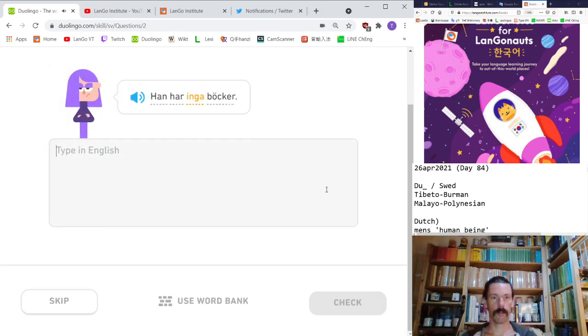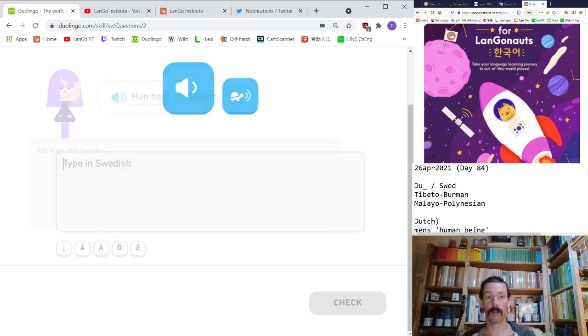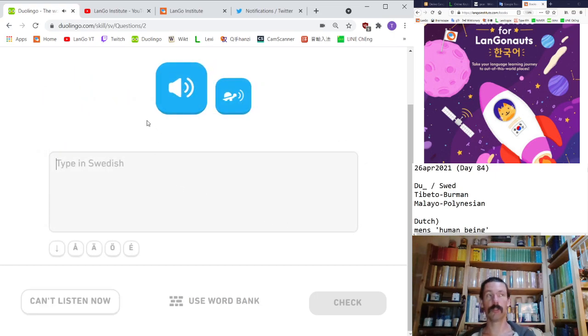Han har inga böcker. Here's the plural one. The double consonant instead of a single K, and umlaut. Böcker. He has no books. So the negative determiner we can have in Swedish, we've seen it with both singular and plural. You can do that in English too. He has no book, he has no books, mean exactly the same quantity.